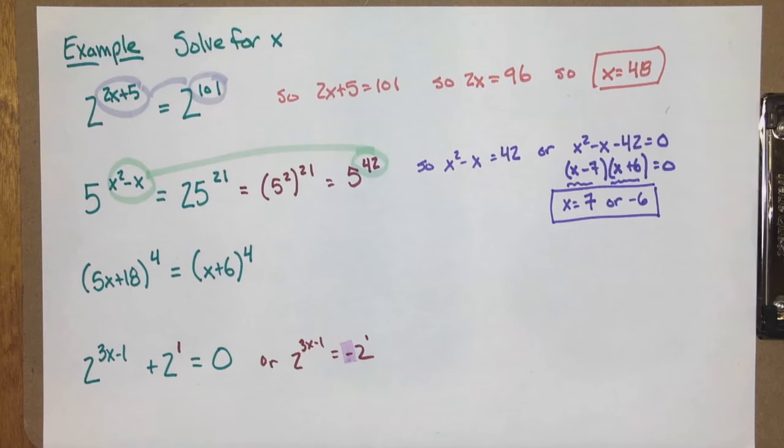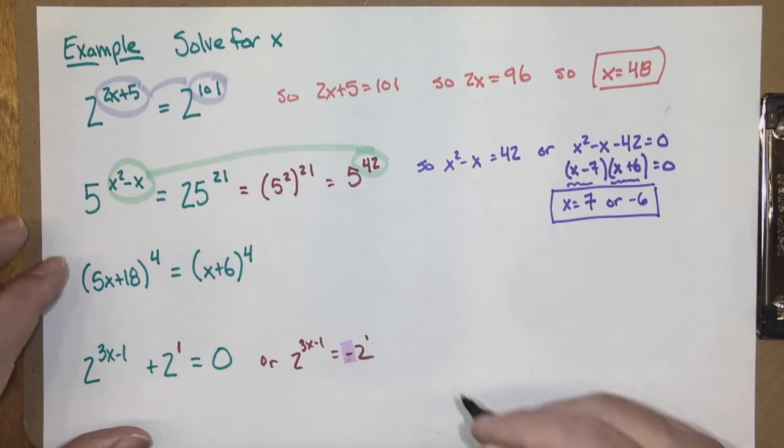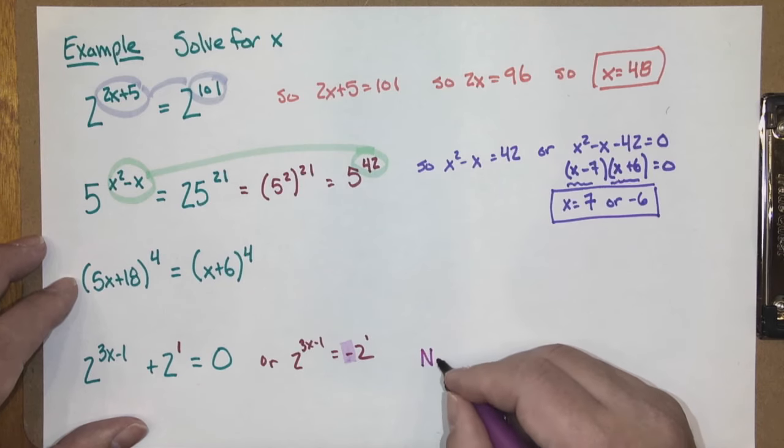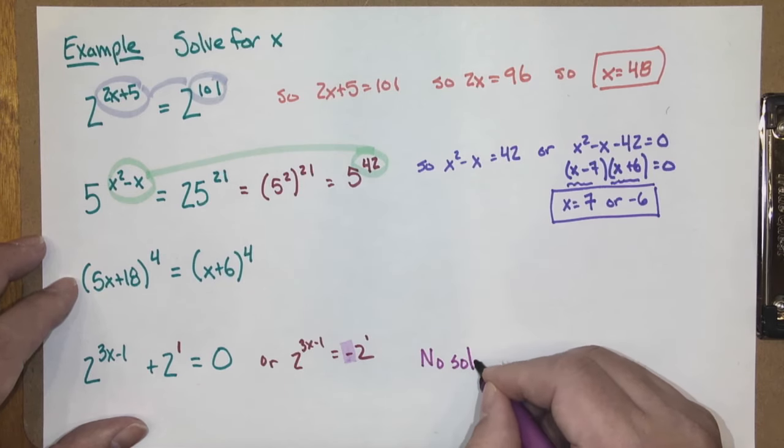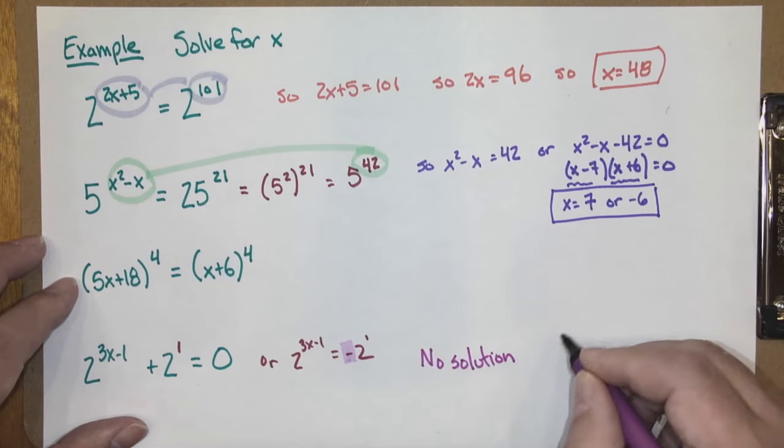No. Can't be done. So what does that tell us about our solutions? There's no solution. Not every equation has a solution. No solution. Exponential function can't be negative.